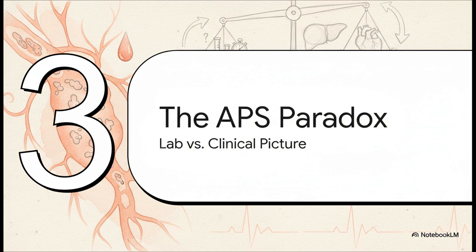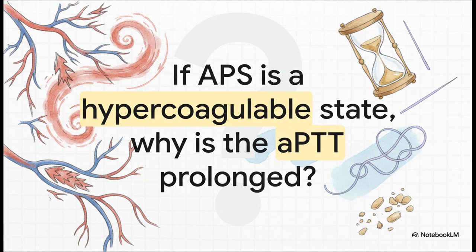Okay, let's move on to one of the most interesting and, I think, clinically vital points for us as anesthesiologists, the paradox of coagulation testing in antiphospholipid syndrome. This is a situation where the laboratory findings can be dangerously misleading if you don't interpret them with a deep understanding of the underlying pathophysiology. This is a classic board question, but it's also a very real-world clinical puzzle.